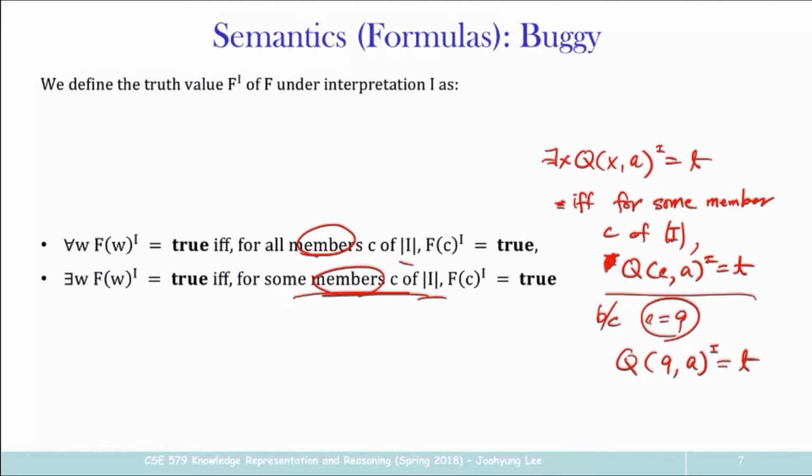The members should belong to the signature. Very good. Do you get it? 9 is not a part of the signature. What is wrong here? I wrote Q(9, a, I) and pretended this is a formula. This is not a formula according to this signature, because 9 is not a part of the signature. I cannot use that.